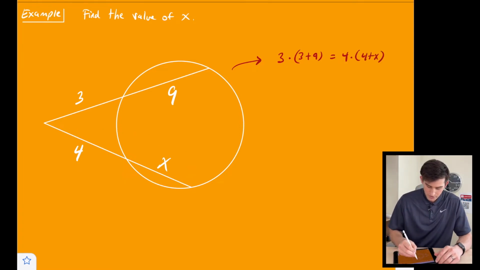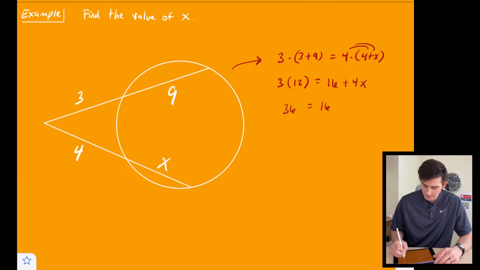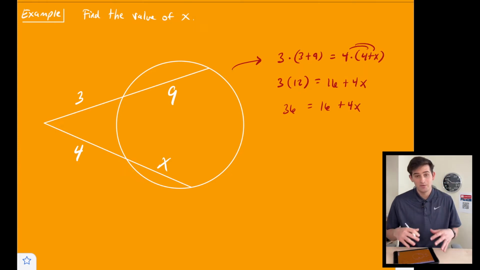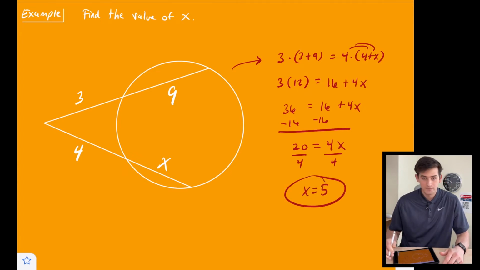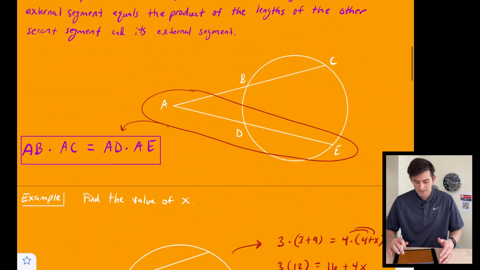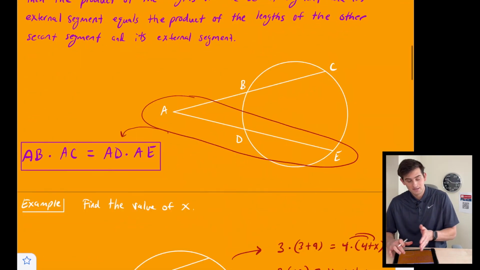All right, so now we can just solve this. Like we said a minute ago, 3 plus 9 is 12. And here we can distribute the 4 to get 16 plus 4x. And we know that 3 times 12 is 36. So now we have 36 is equal to 16 plus 4x. Now we can solve this two-step equation by subtracting 16. So we get 20 equals 4x, and we can divide both sides by 4, and we get x is equal to 5. Okay, so that is the segments of secants theorem.